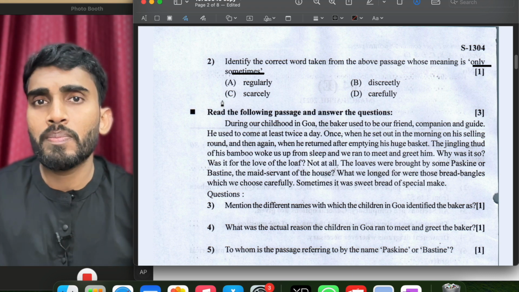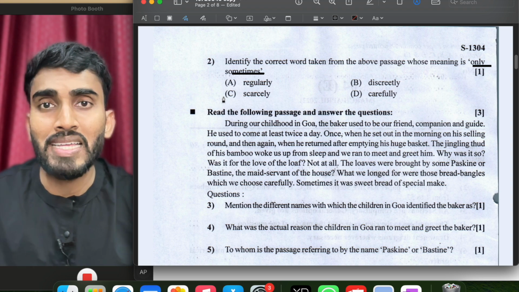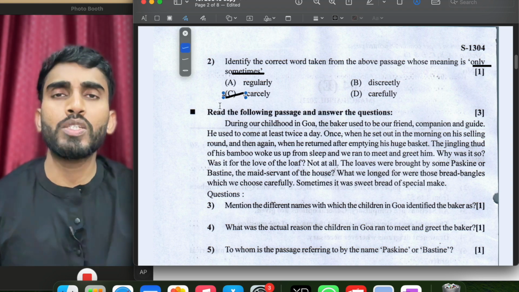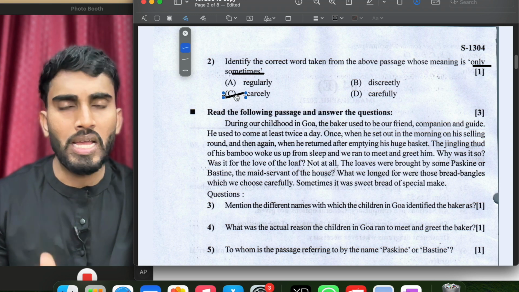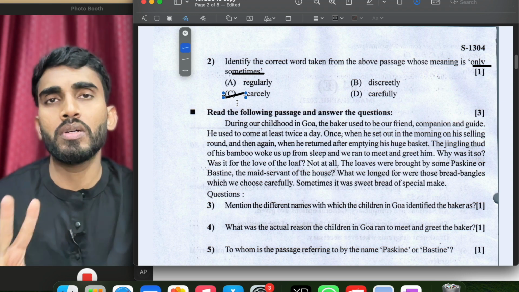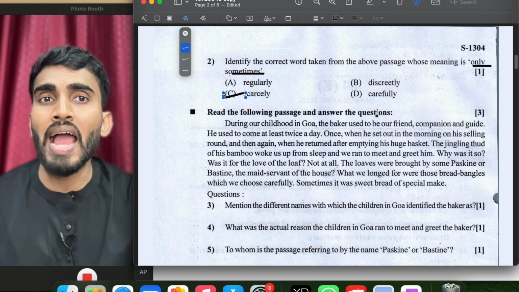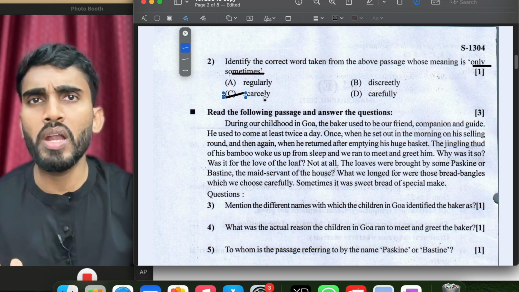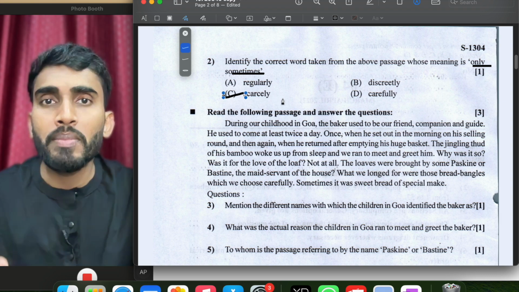Only sometimes means scarcely. Scarcely means only sometimes. Now this is the correct answer. If I see this question from a student's point of view, two options are directly going to be eliminated, that is regularly and carefully, because these two words have no relation with only sometimes.